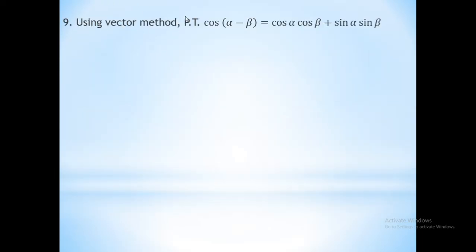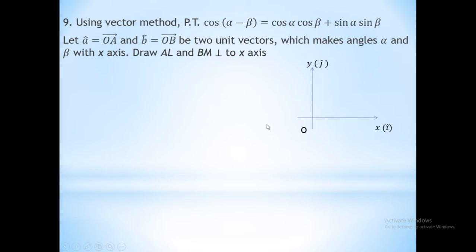Using vector method, prove that cos(alpha minus beta) is equal to cos alpha cos beta plus sin alpha sin beta. You know this particular formula, you already learned in 11th standard trigonometry. Now we are going to prove this particular formula using the vector method, right? Now you know about cross product and dot product. You learned cross product and dot product in 11th standard, isn't it? So using that only we are going to do this problem.